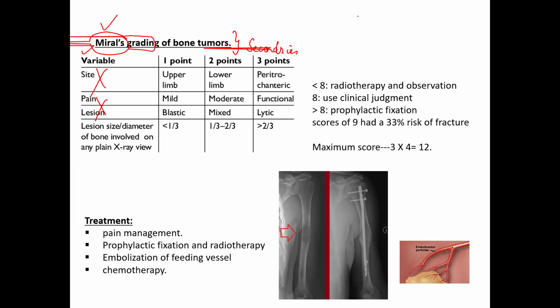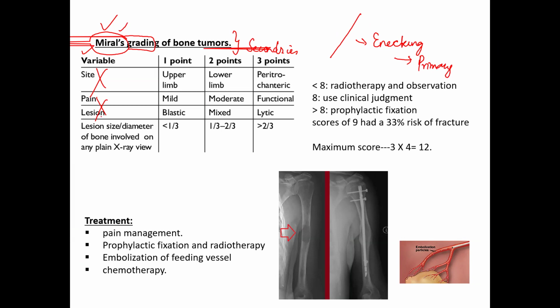We have a different classification system for primary bone tumors. What are primary bone tumors? Just to recall, Ewing sarcoma, osteosarcoma, and chondrosarcoma. So we follow the Enneking classification for this one. So Enneking is for primary tumors, whereas Mirels' grading is for secondary tumors or metastatic tumors.